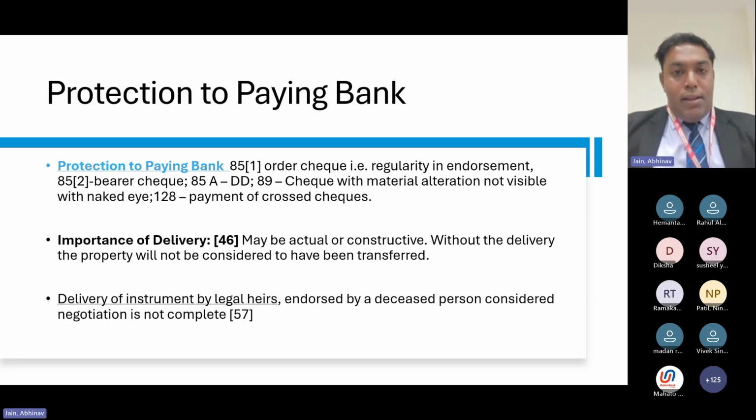Now, the importance of delivery, which might be actual or constructive, is defined in section 46 of NI Act. Delivery of instrument by legal heir endorsed by deceased person, considered negotiation is not complete, is defined under section 57 of NI Act. So it might be asked if a delivery of the instrument is done by the legal heir in case the person is deceased and endorsed by him or her. Not endorsed by him or her rather. So it is defined under section 57 of NI Act.